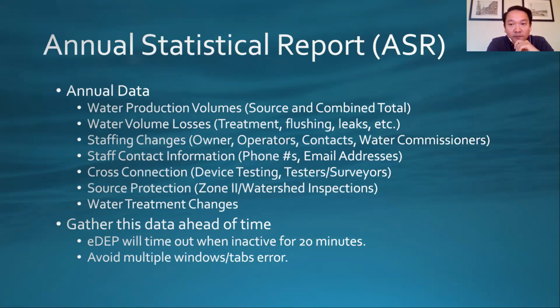The cross connection form is mostly not pre-populated every year. We need that data every year, which is why we don't populate it for you. The source protection information is also not pre-populated. Again, it's because we need you to provide that data to us every year. And any sort of water treatment changes that have occurred throughout the year are also not pre-populated unless you've gone through the regions and gotten approval. So we need you to report that data as well.